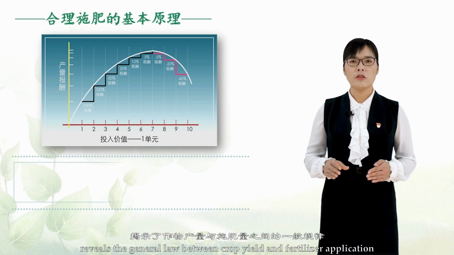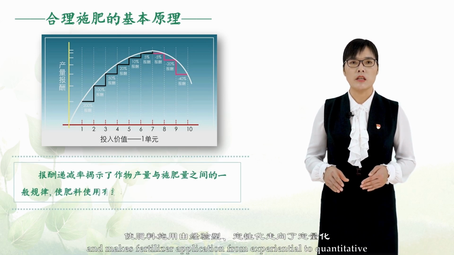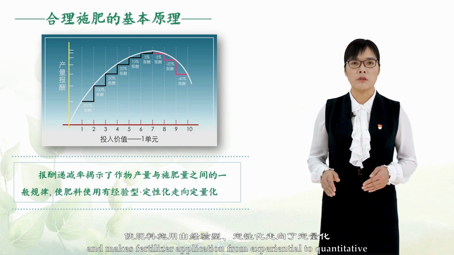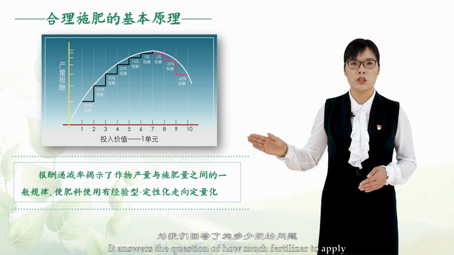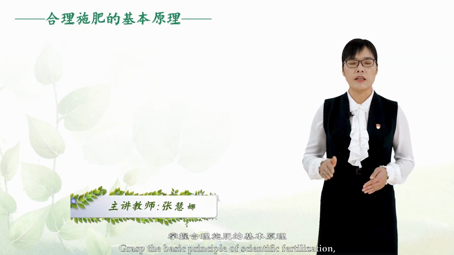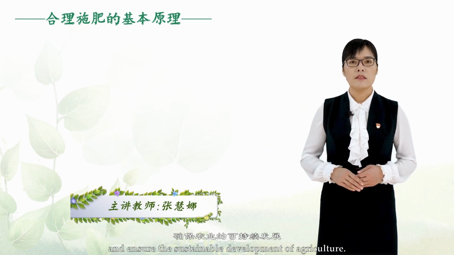The rate of diminishing returns reveals the general law between crop yield and fertilizer application, and makes fertilizer application go from experimental to quantitative. It answers the question of how much fertilizer to apply, grasps the basic principle of scientific fertilization, achieves scientific fertilization, and ensures the sustainable development of agriculture.